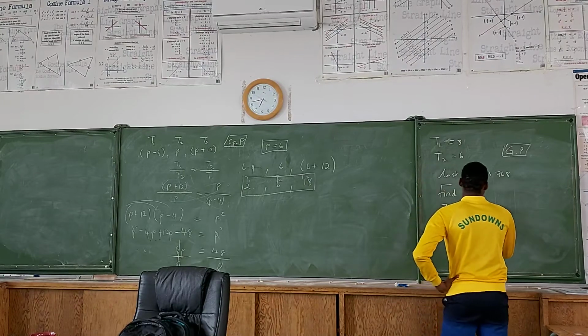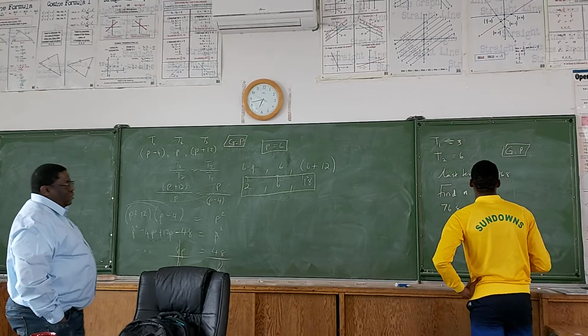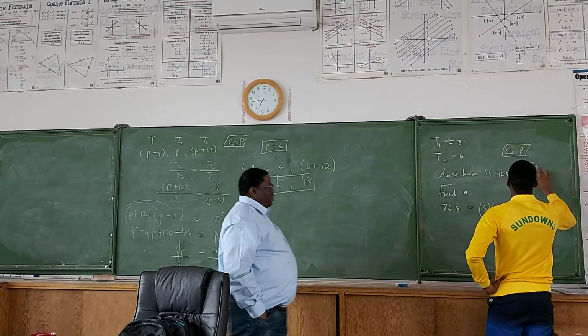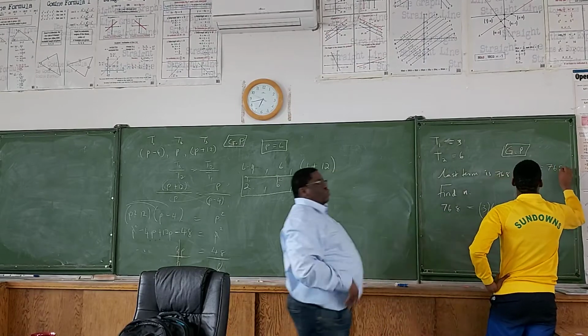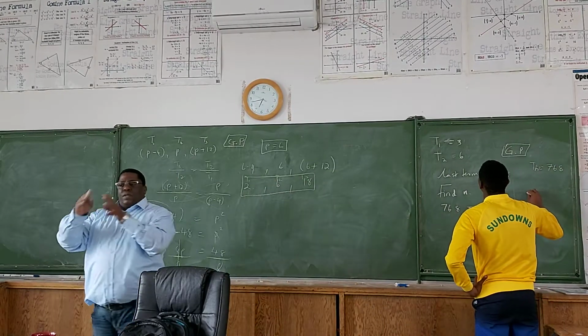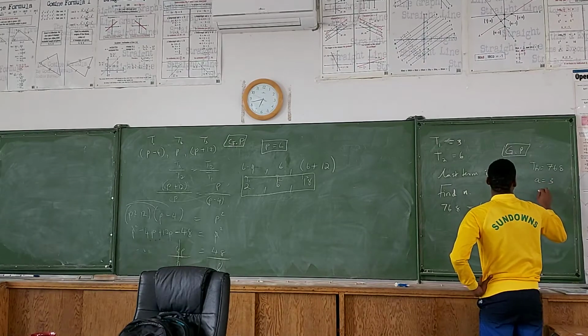But what does the last term tell you? It's U_n. So the last term becomes what? This U_n is equal to the last term. So when you're given the last term, that last term becomes equal to this U_n. Right? You still remember what I said yesterday?